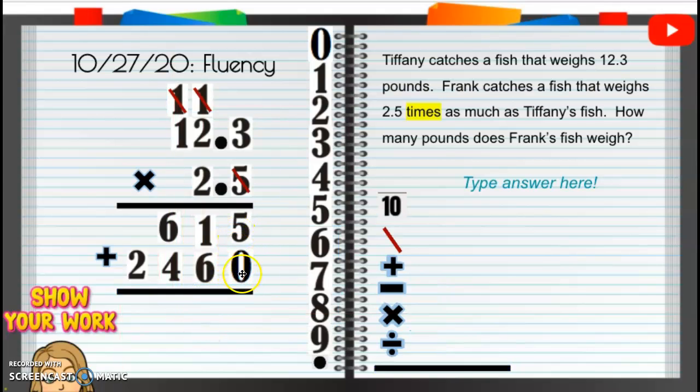So 5 plus 0 is 5. 1 plus 6 is 7. 6 plus 4 is 10. I'm going to carry that 1, drop that 0. And then 1 plus 2 is 3. Am I done? 3,075 pounds? No, that's silly.